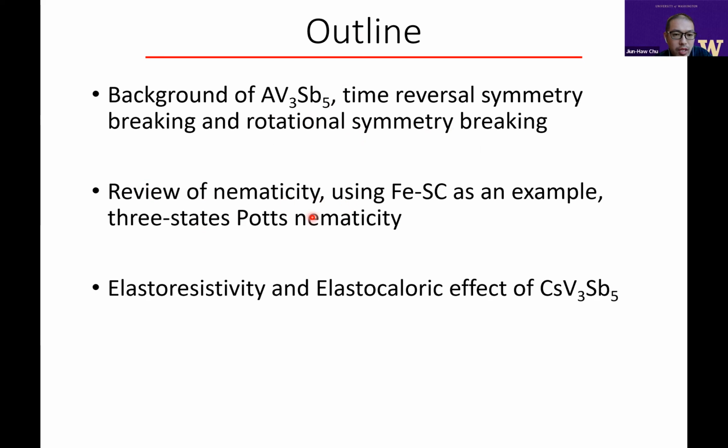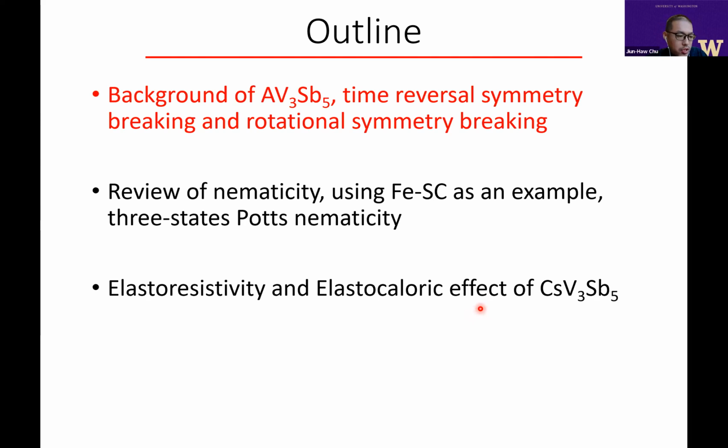After that, I will give an overview of the idea of electronic nematicity, using iron-based superconductors as examples. And I'll argue that if there's really nematicity in cesium vanadium-3 antimony-5, this would be a case of three-state Potts nematicity, which is fundamentally different from the Ising nematicity in iron-based superconductors. And then it would be very exciting. But after that, I'm going to tell you that unfortunately this is not going to happen, because from our elastoresistivity and elastocaloric measurements, we really see no evidence of nematicity in this compound.